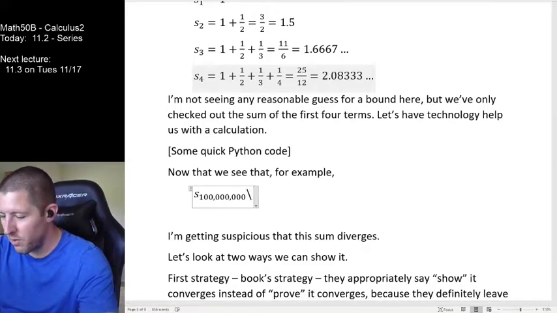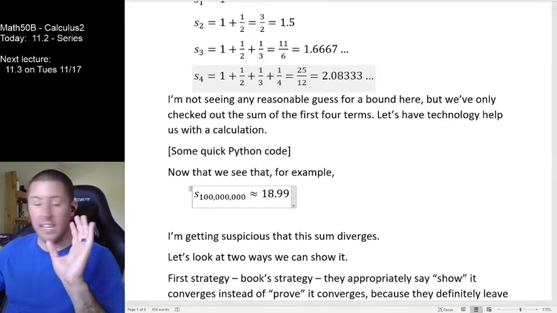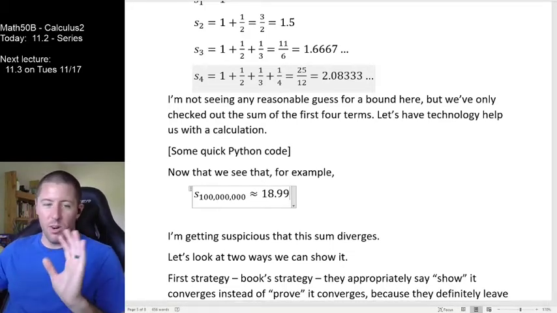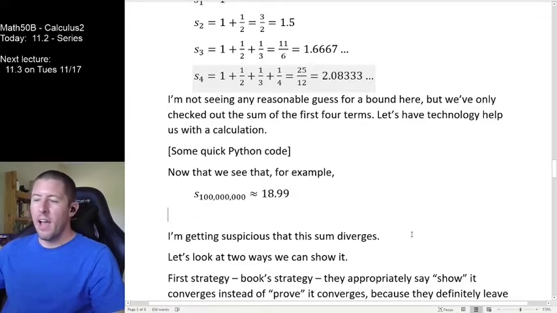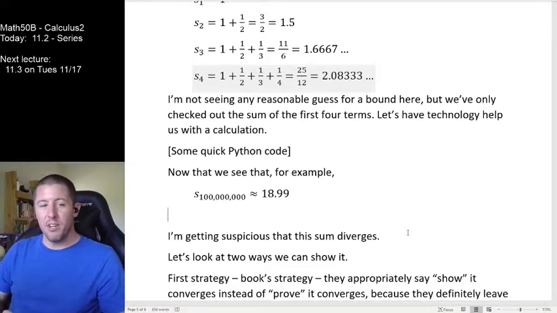I'm going to change this to 18.99. I'm going to not do some rounding right there. That's incorrect rounding, but whatever. We're in the ballpark of where we're looking. I feel like this just keeps getting bigger, but I can't really tell what's going on right here. I honestly feel like this is not great evidence for convergence or divergence right here.